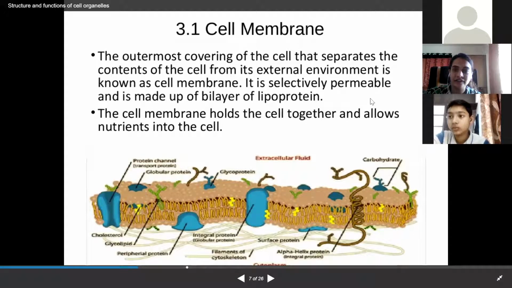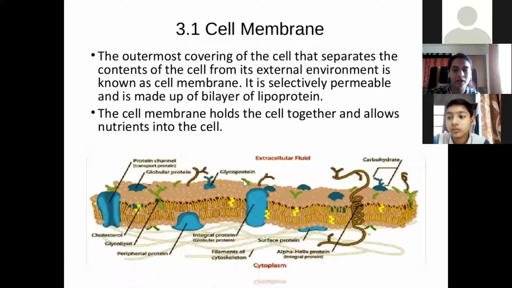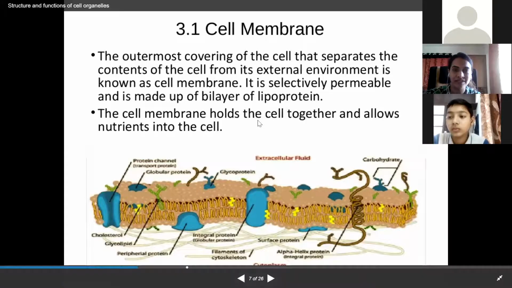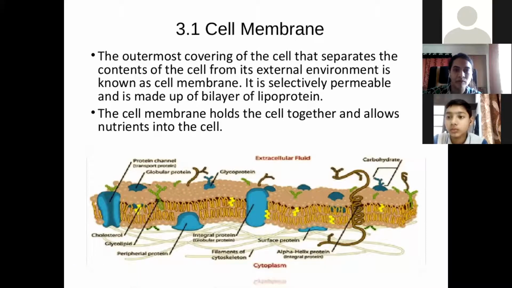It is selectively permeable. The meaning of the word selectively is that it allows certain substances to pass through it, whereas it does not allow certain substances. So it is selecting which substances it will allow to pass through and which it won't. That is why it is called selectively permeable. The cell membrane holds the cell together and it allows nutrients into the cell.